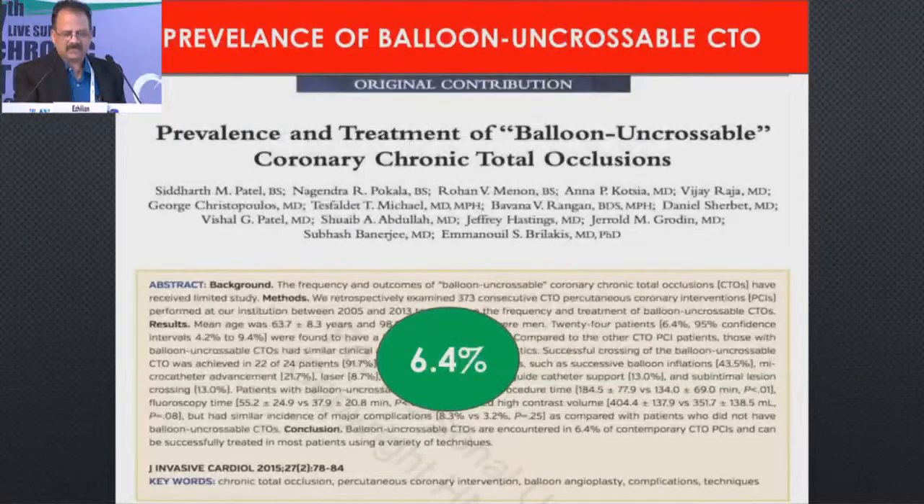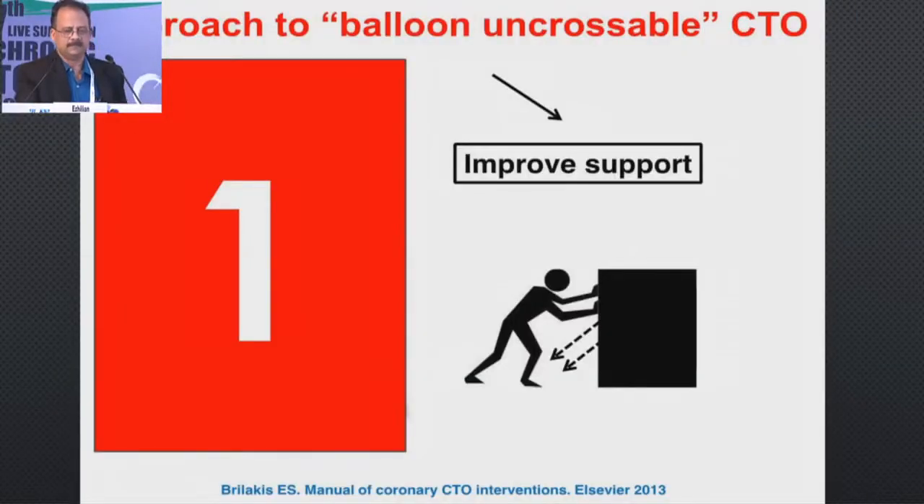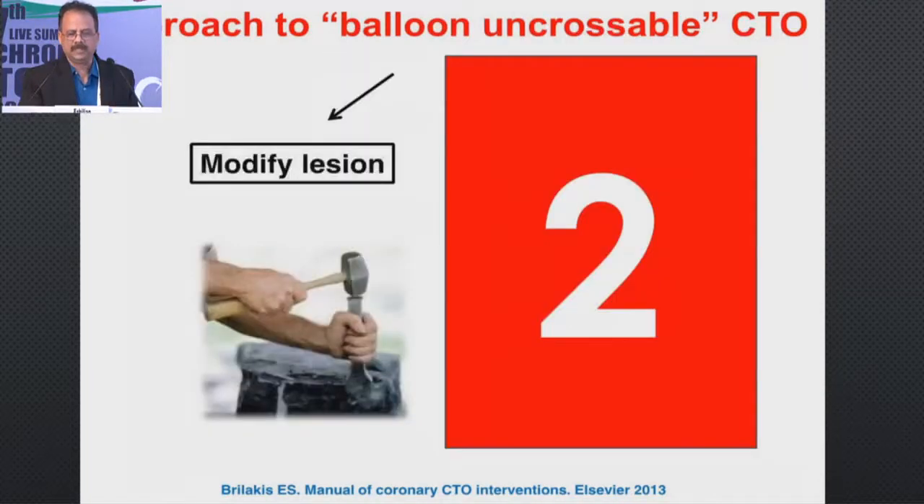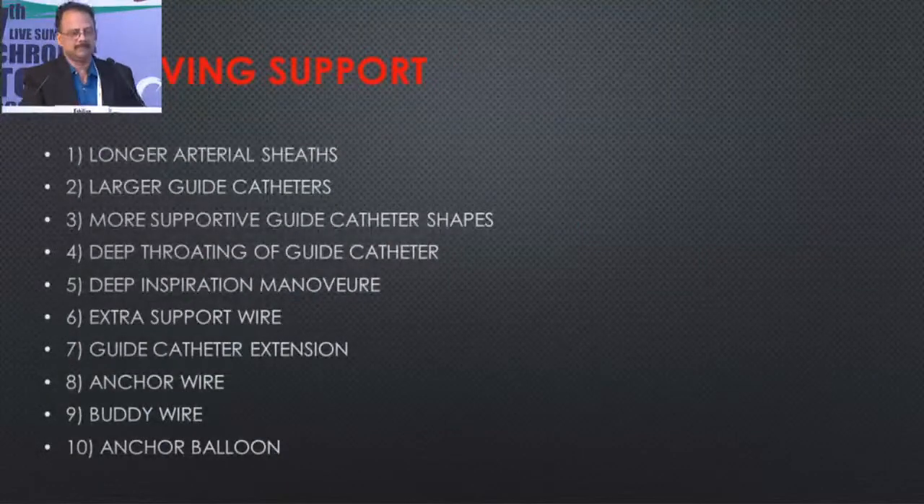What is the incidence of these balloon uncrossable CTOs? It's 6.4% in various studies. So how do we manage that? There are two things you can do. One is to improve the support to the catheter so that you can push the balloon, and the other is to try to modify the lesion so that the balloon can go in. So what are the methods in these two approaches?